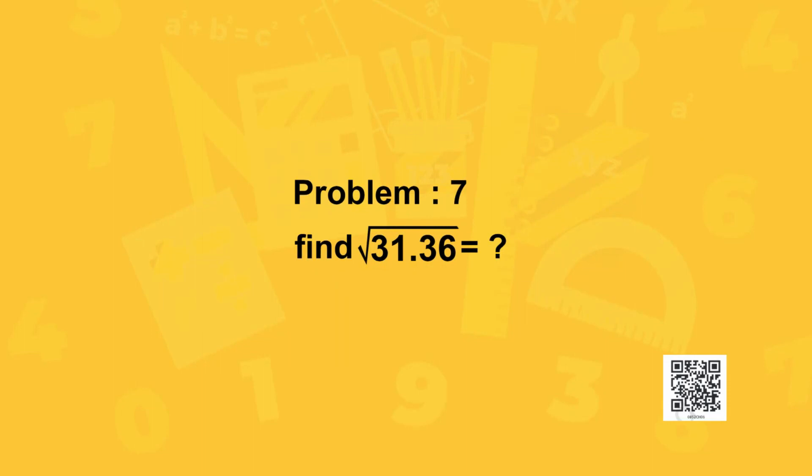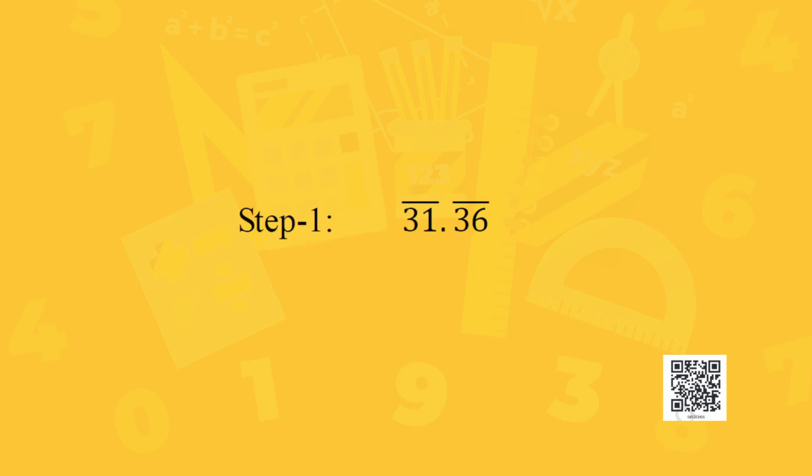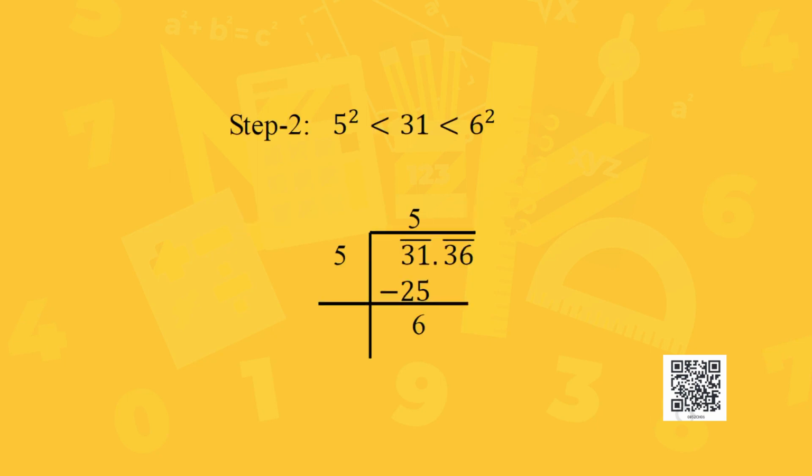Now let's try to find the square root of 31.36. As step 1, let us put bars on the integral part first. So a bar on 31, and for the decimal part a bar on 36. As step 2, we know that 31 lies between 5 square and 6 square. So we consider 5 as a divisor. Now 5 divides 31 5 times, leaving the remainder 6.